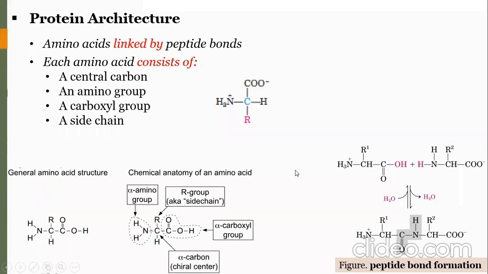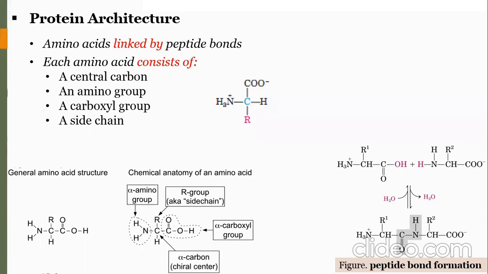And next to it is the general amino acid structure. You can see this one. This can also be represented like this. Here, that is the alpha amino group. This one is the alkyl group, the side chain. This one will be the alpha carboxyl group, and this is the center. This one is what we called previously the chiral carbon.